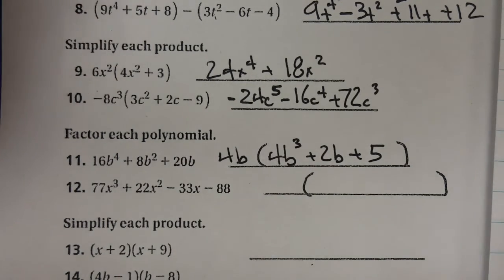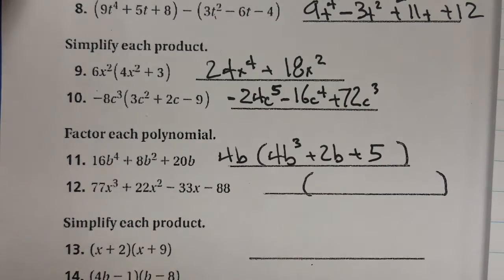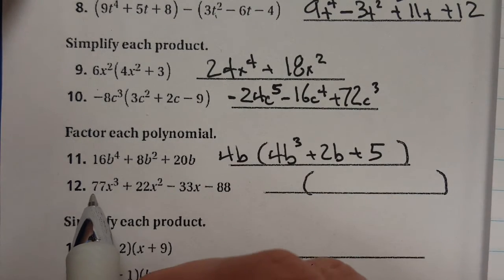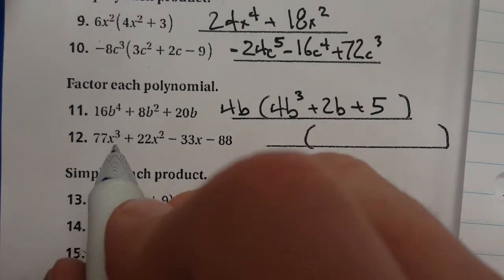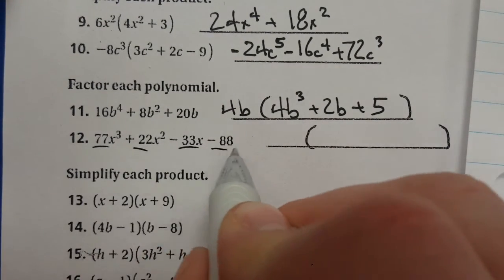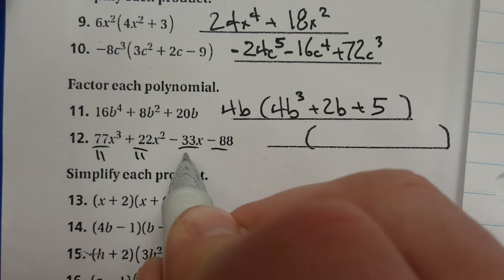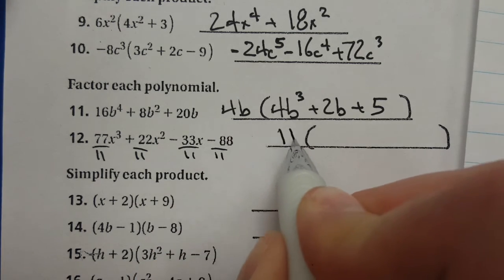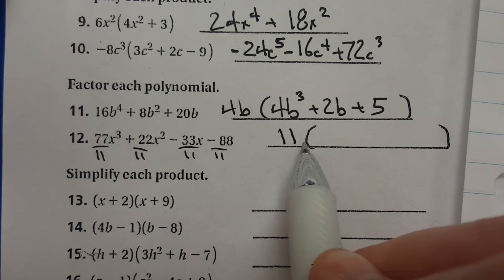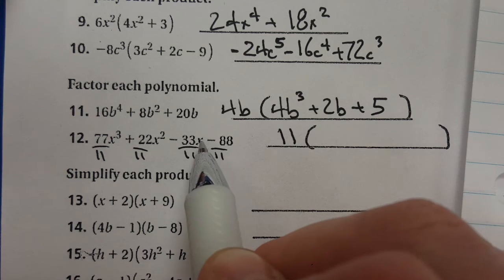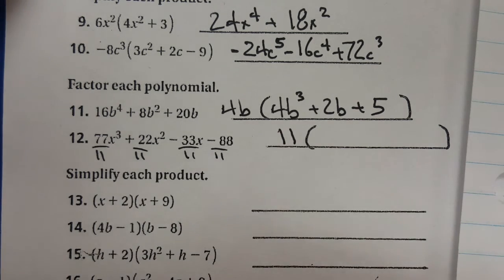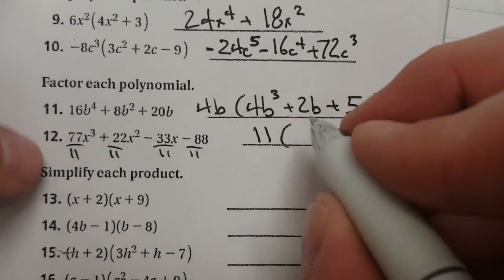Number 12, speaking of number 11, number 12 is actually really easy. 77, 22, 33, 88. If you are good with numbers, you should know that any double number can be divided by 11. Okay, 11 is the greatest common factor. Oh, I didn't leave room for a variable. That's because I can't. 88 don't got a variable, so I can't divide by a variable. So the variables basically stay themselves.